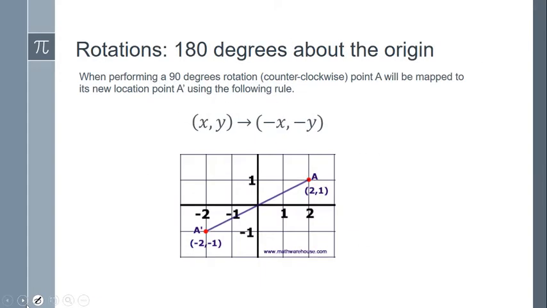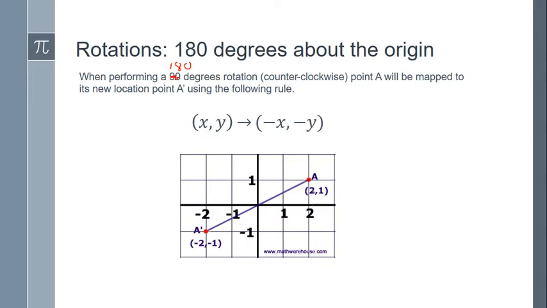All right, so let's talk about a 180-degree rotation about the origin. When performing a 180-degree rotation counterclockwise, and remember, it's always counterclockwise unless we specify otherwise, point A will be mapped to its new location, A prime, using the following rule. This one's particularly easy. You take the point and change both the signs. Leave the x and the y where they are and change the signs.